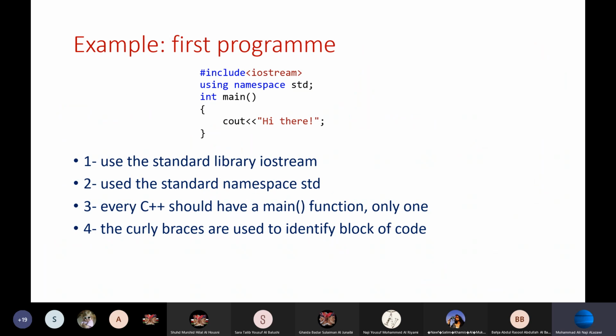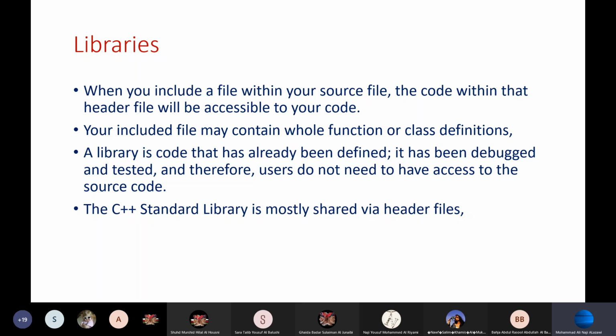Now, this is a simple example. If you can see: include iostream, using namespace, int main. I'll explain every single one of these. If you remember, we will explain it in the next slide, although we have explained it earlier. Now the libraries. We are talking about the header files. We call them libraries or header files.